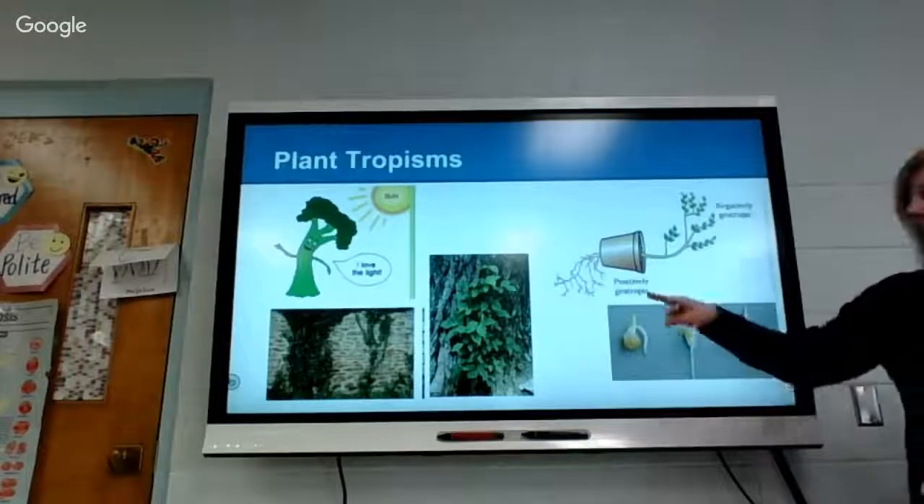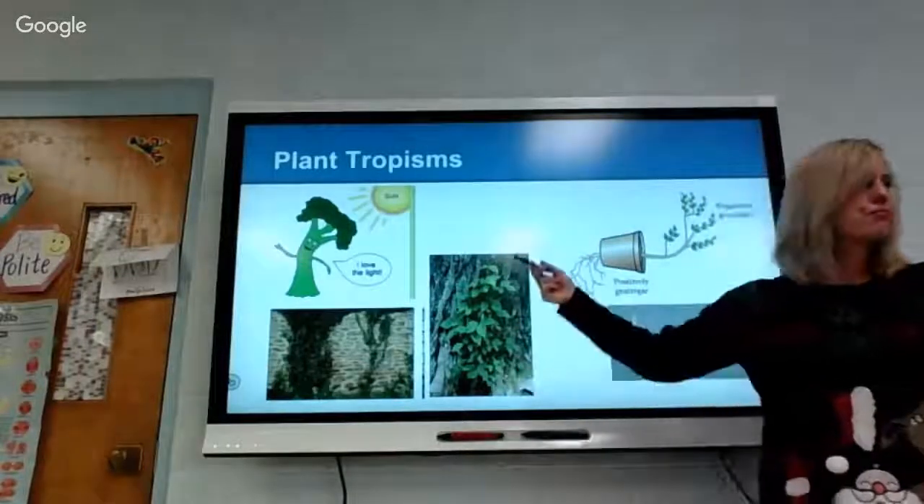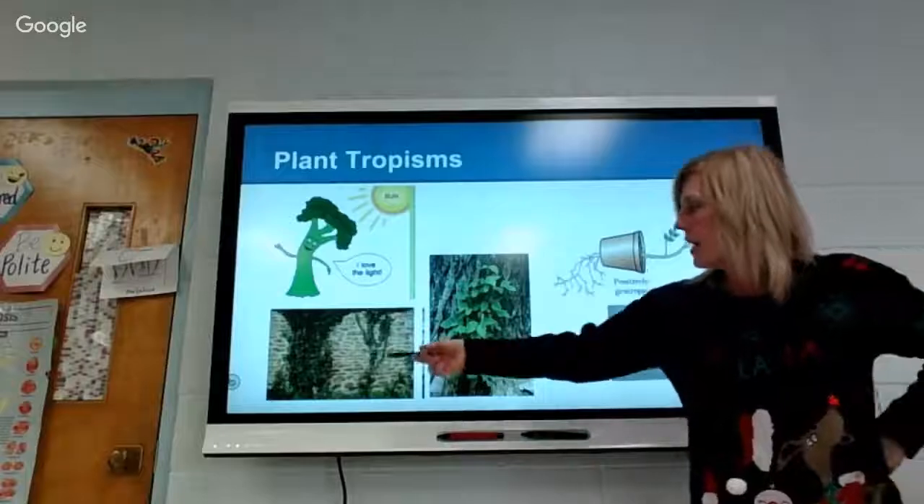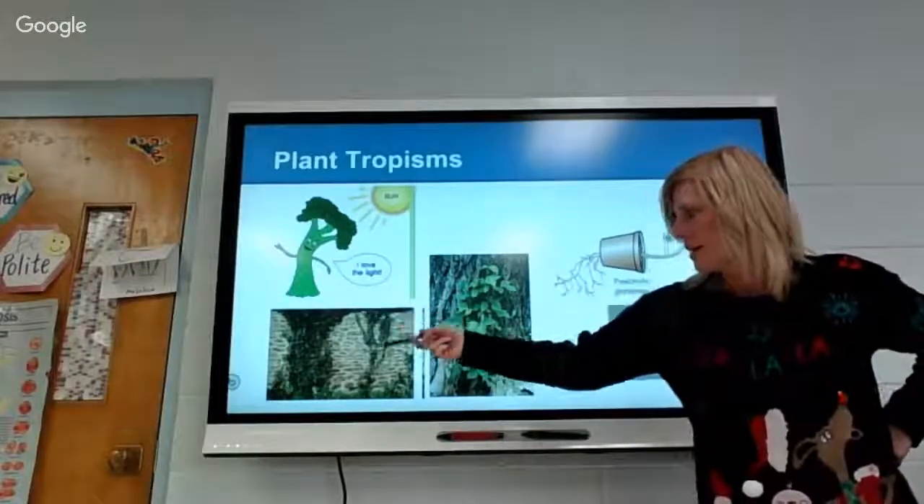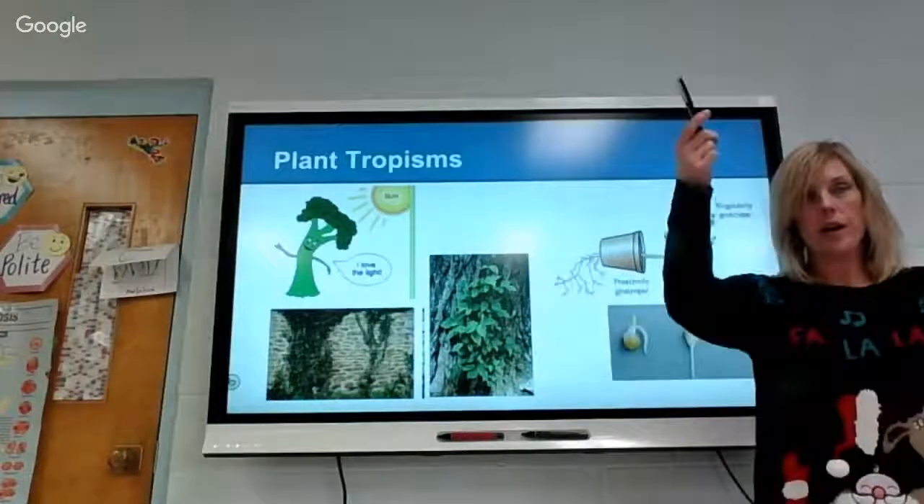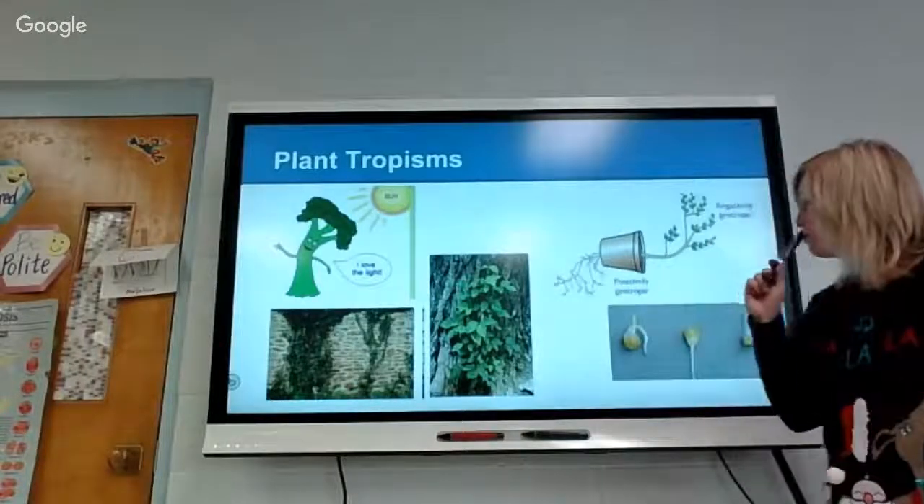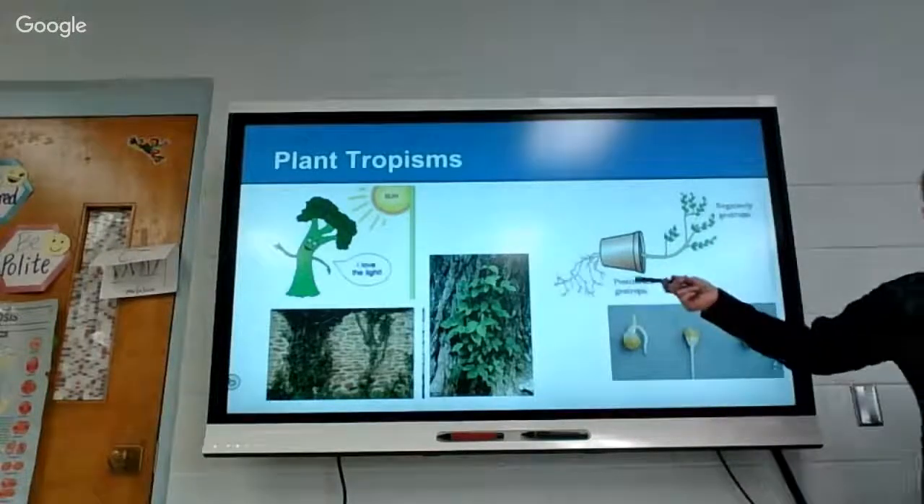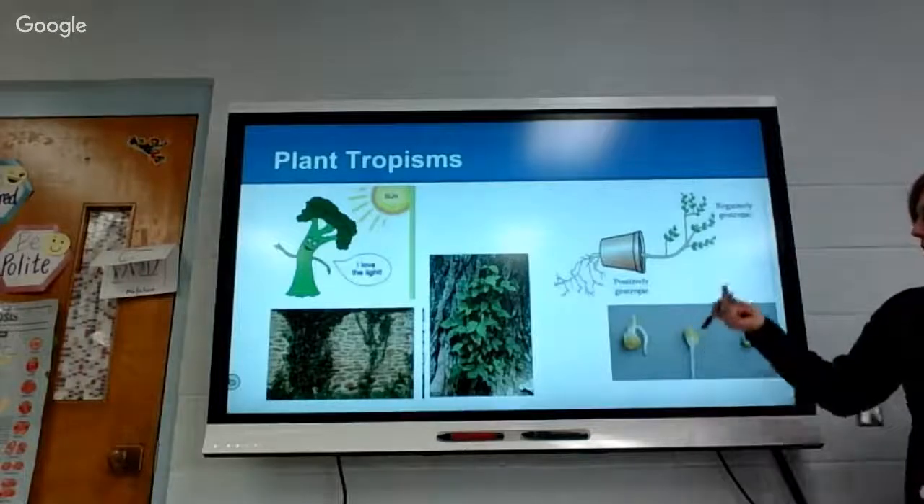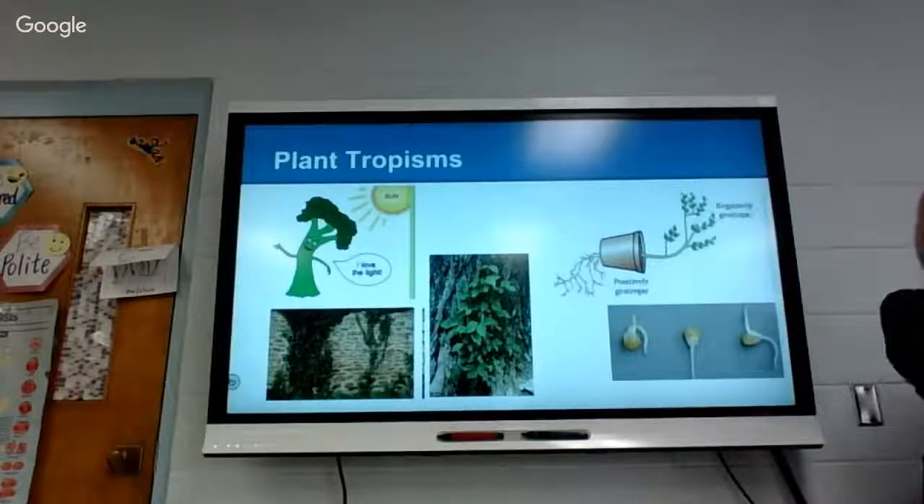And then these two are thigmo. This is poison ivy. And then this is English ivy that you guys can see, it's all over. We've got some on our campus growing up against this one. Geo, so the roots growing down towards gravity.